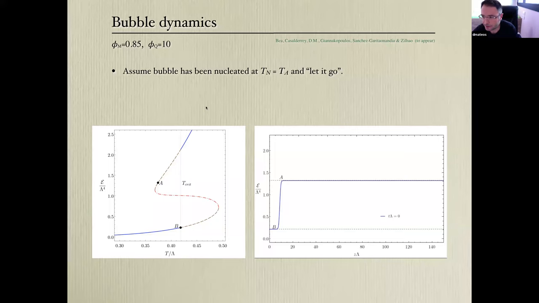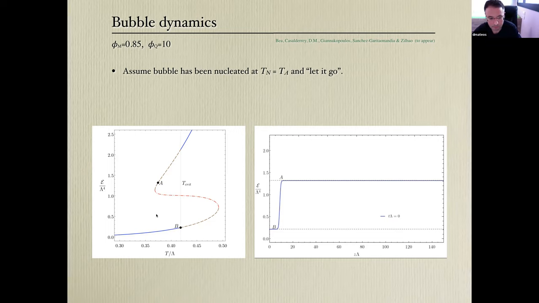So imagine that the universe is cooling down on the stable branch and you enter the metastable branch. And eventually at some temperature, which corresponds to this point A, which could be here, here, anywhere here, you nucleate a bubble of the preferred phase, which could have the same temperature. Okay, that's what's usually considered.